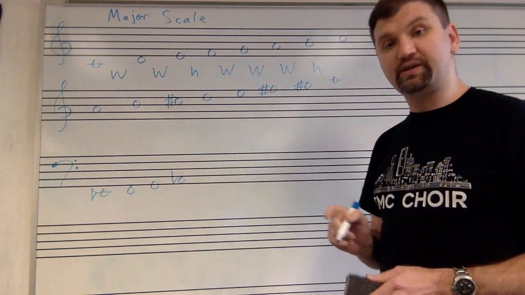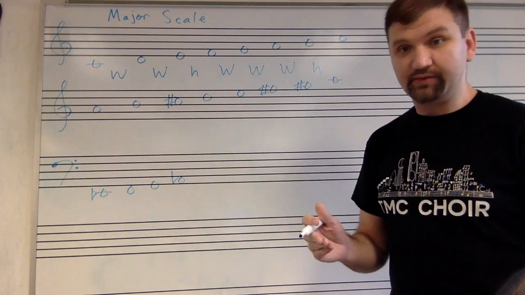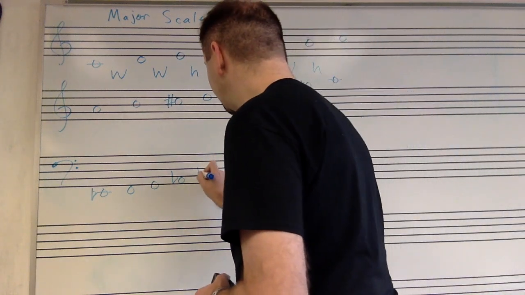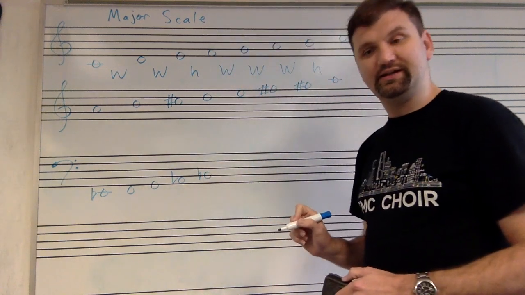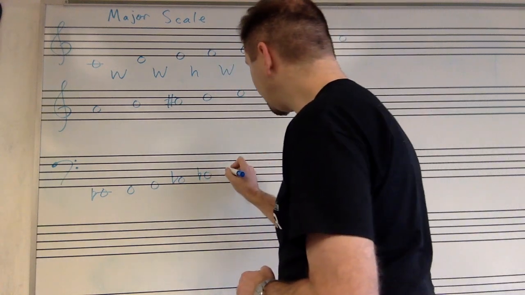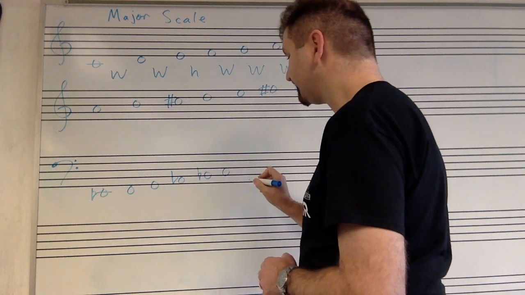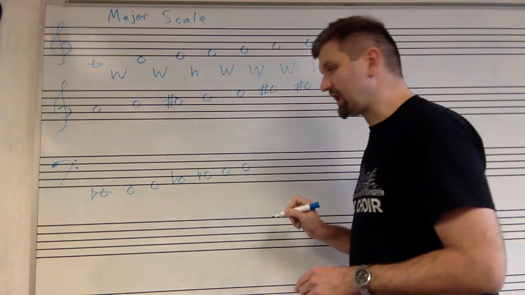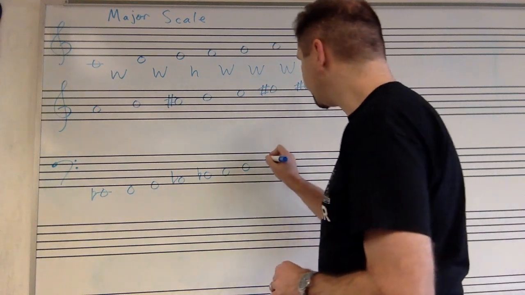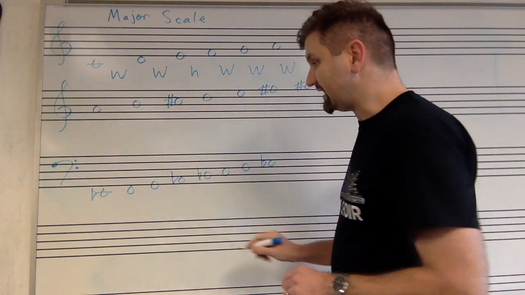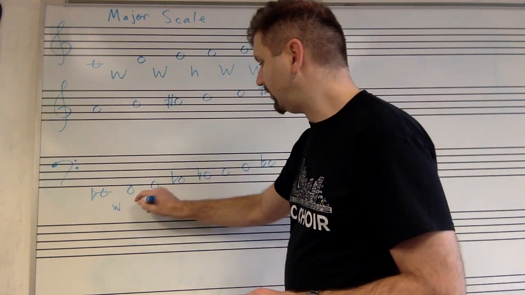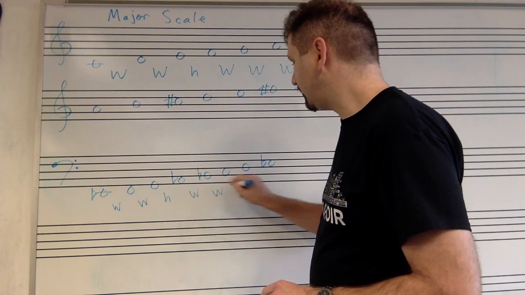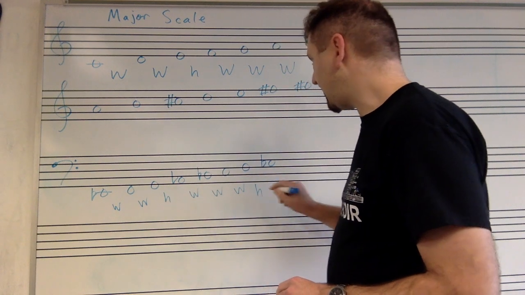Now, a whole step above A flat can't be A sharp because we've already used A, so it has to be B flat. Now, going up from B flat, we've got C, and then another whole step up to D, and then finally a half step to E flat. So we've got whole, whole, half, whole, whole, whole, half.